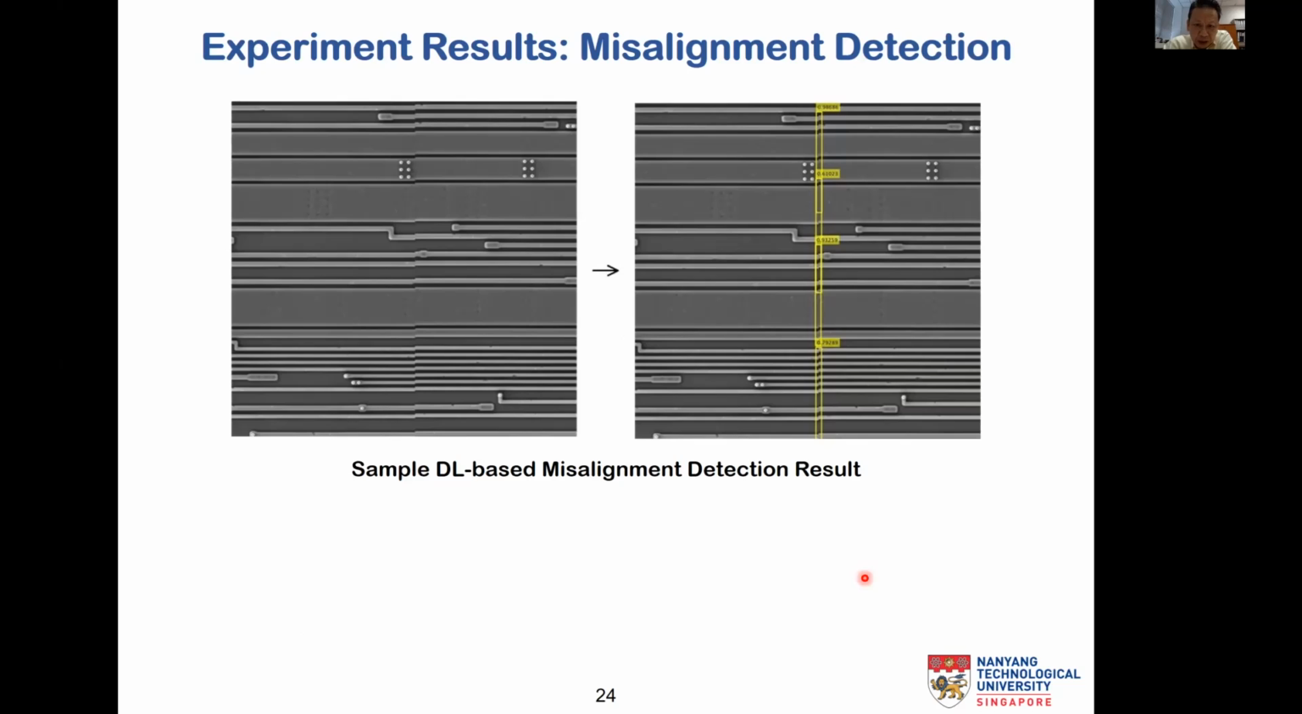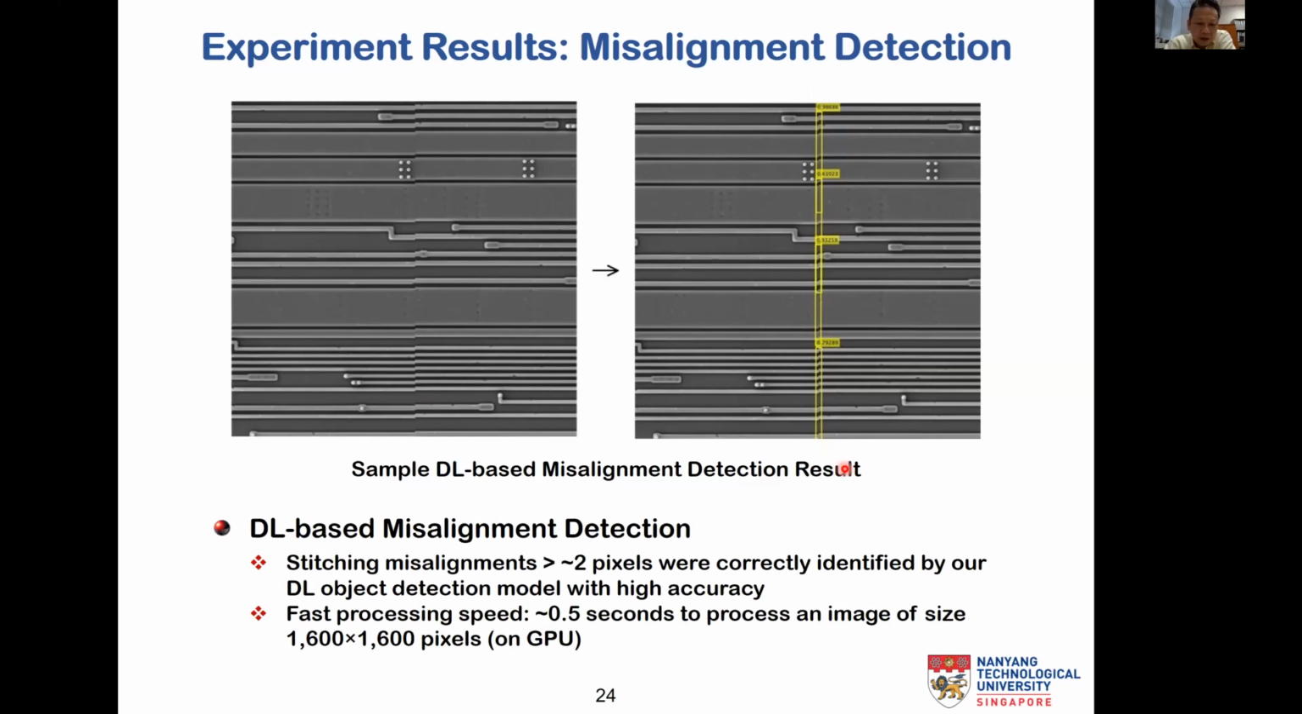If you look at the stitching stage, we will train the machine learning to identify the misalignment point. For example, here there are two images, and we stitch them together. After stitching them together, you can see that there's a misalignment here. So we train the machine learning to ensure that it can pick up this misalignment. For the stitching misalignment, our result is that misalignment of less than 2 pixels will be correctly identified by our DL object detection model with high accuracy. So as long as you have a greater than 2 pixel misalignment, you'll be able to pick it up.